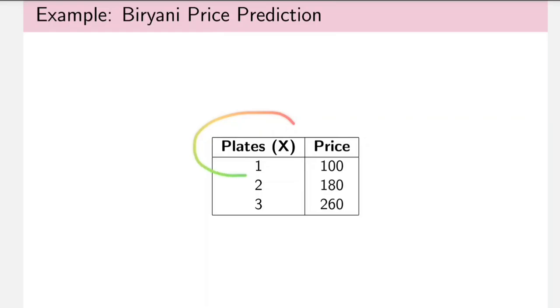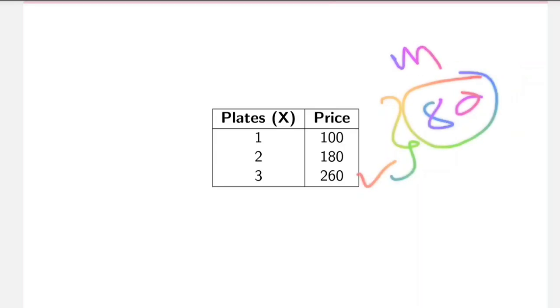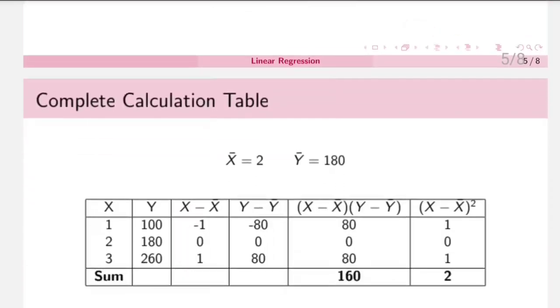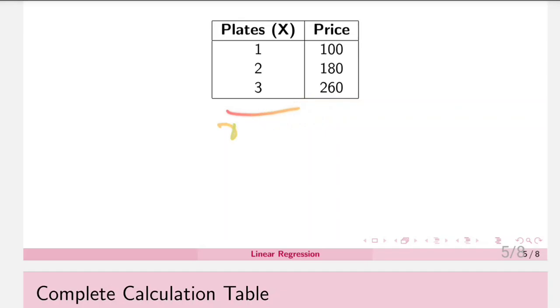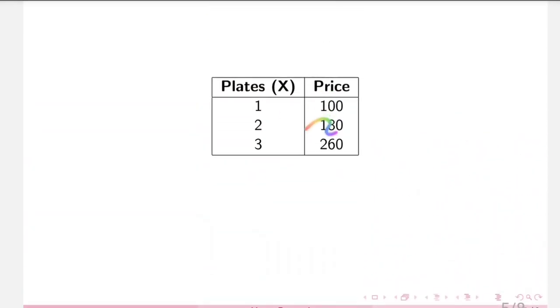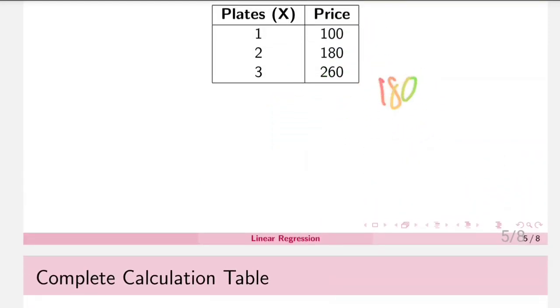So plates is my x, whereas price is my y. Okay, now if I buy one plate of biryani, the price is 100 rupees. If I buy two plates of biryani, the price is 180 rupees. If I buy three plates of biryani, the price is 260. That means with every plate the price is increasing by 80, which is the slope m. Now x bar is the mean, and if you calculate it you will get 2. If you calculate y bar, you will get 180. I have calculated it here.